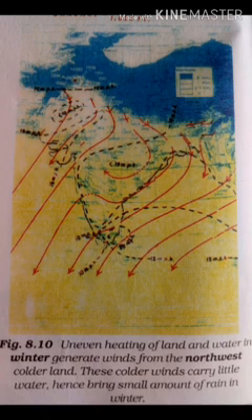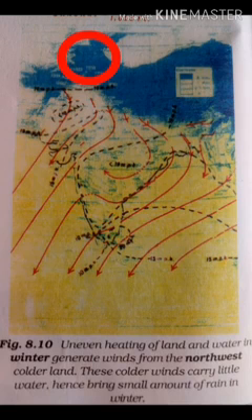This picture shows uneven heating of land and water in the winters. This is the map of India. The wind is generated from the northwest cooler regions. Northwest regions are cooler. The wind from those areas, these colder winds, carry little water and bring little amount of rain in winter.